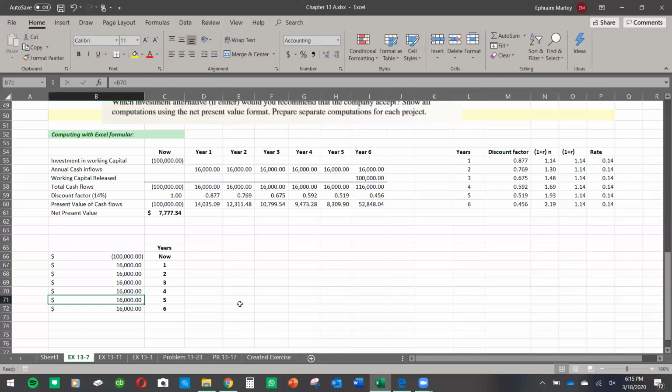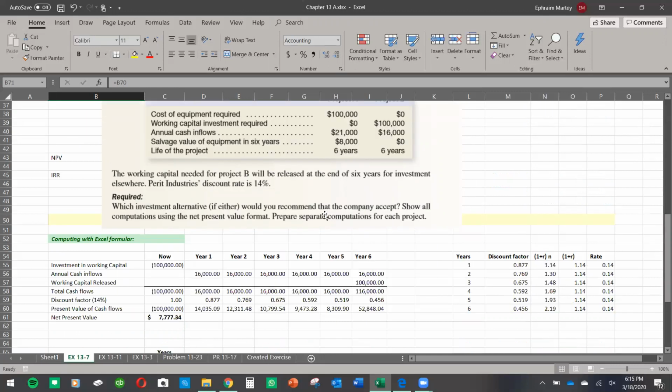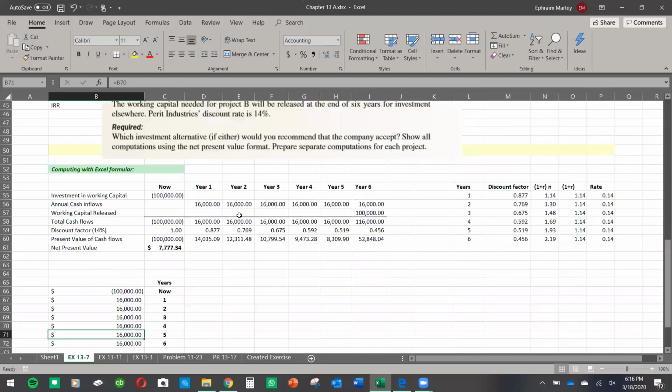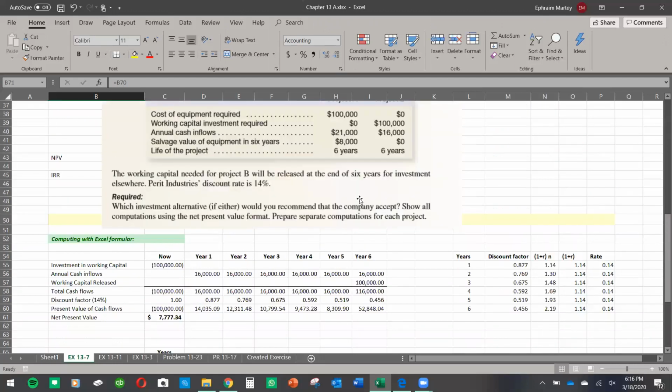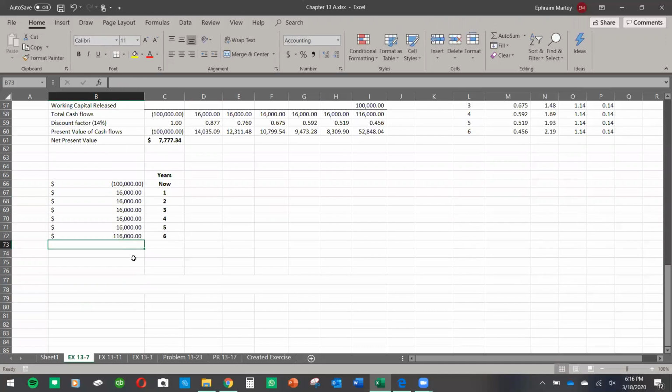Now you're not done. This is working capital investment. So at the end of year 6, as at the end of the period, you will get your 100,000 back to you. So that will be cash inflow coming back to you. Just like we did with salvage value, we will do that also with working capital. So let's do this plus the 100,000 we will get back. Okay, so at the end of year 6, we will have 116,000 instead of 16,000.